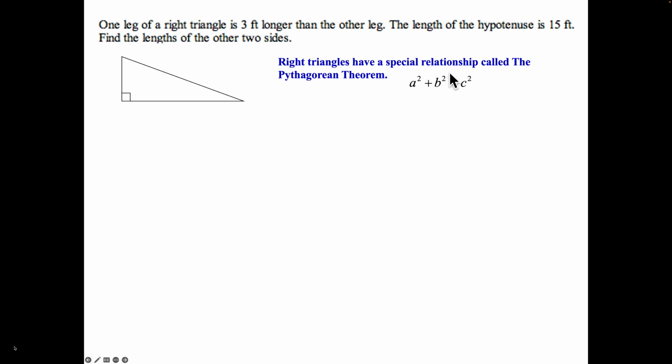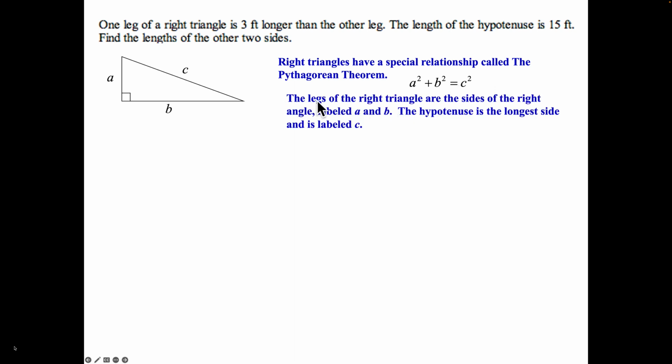The Pythagorean theorem says that the sum of the squares of the legs, a squared plus b squared, the legs are the sides of the 90-degree angle here, a and b, will equal your hypotenuse, c, squared. So the two shorter sides squared on the right triangle, it has to be a right triangle, will equal the hypotenuse squared.